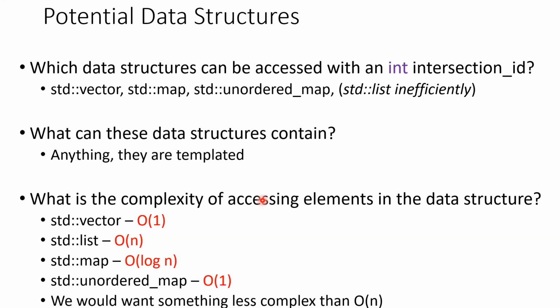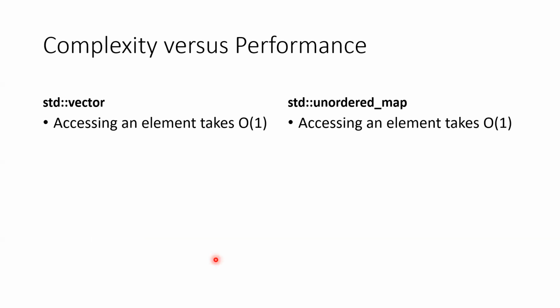And the complexities are as follows. Vector can obtain anything from an index in O(1) time, list O(n), map O(log n), unordered map O(1). And we would like something less complex than O(n), which means we are picking between vector and unordered map, which both have O(1) time.